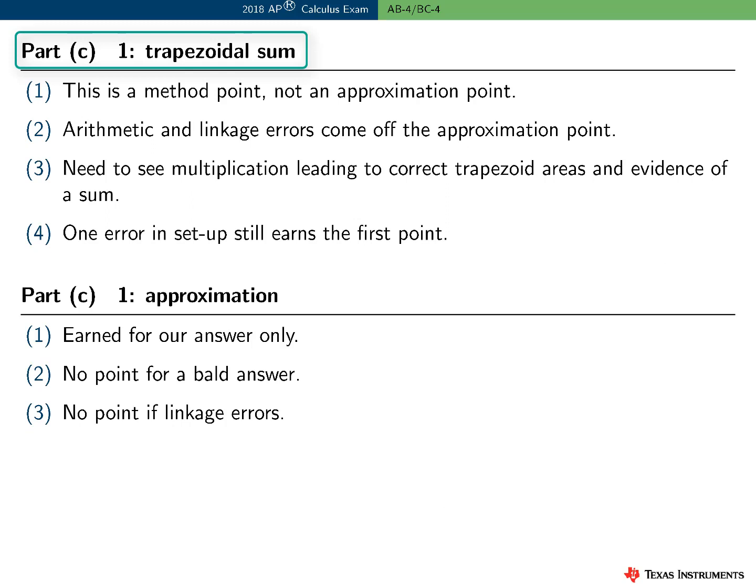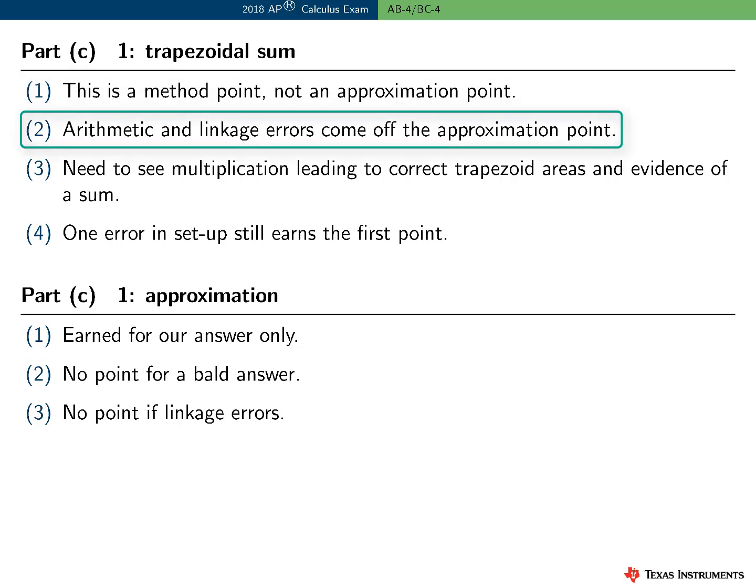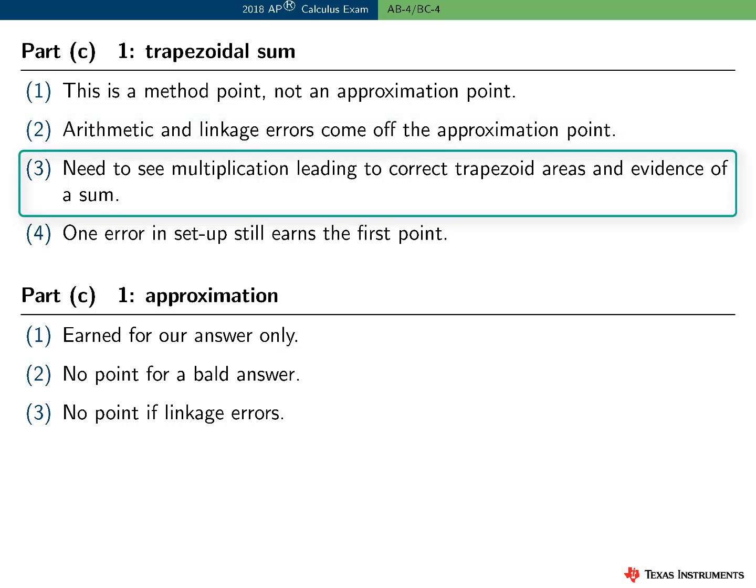In Part C, the first point is for presenting the trapezoidal sum. This is a method or conceptual point, separate from the approximation point. If the student makes an arithmetic or linkage error, which is connecting unequal expressions with an equal sign, after earning the trapezoidal sum point, they do not earn the approximation point. We need to see the multiplication leading to the correct trapezoid areas and evidence of a sum. Once again, students need to show their work in a logical, comprehensible manner.